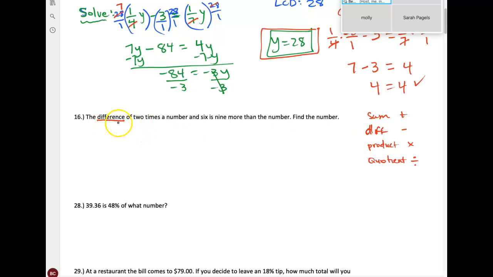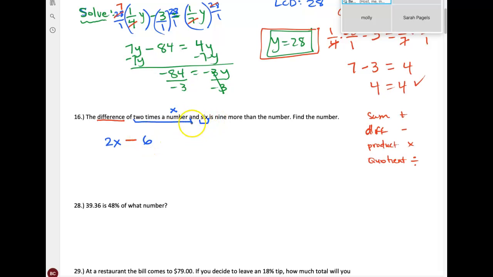So if we're looking at this, it says the difference of 2 times a number and 6. Since it says difference here, I know I'm going to have to subtract 2 different things. And then these next parts are going to tell me what I'm going to subtract. So 2 times a number and 6, that's what goes on each side of my subtract sign. So 2 times a number, I'm just going to call that number x, you can call it n or whatever you want, and 6.